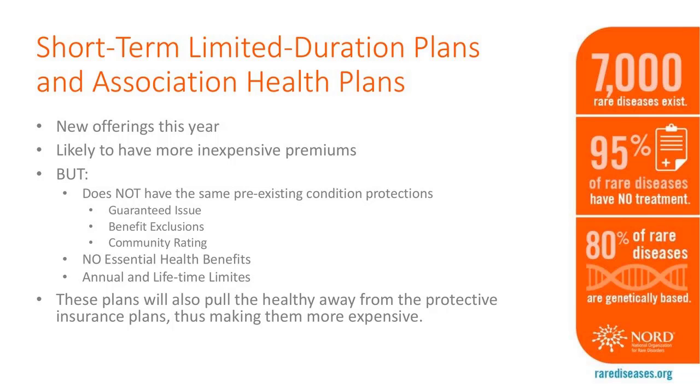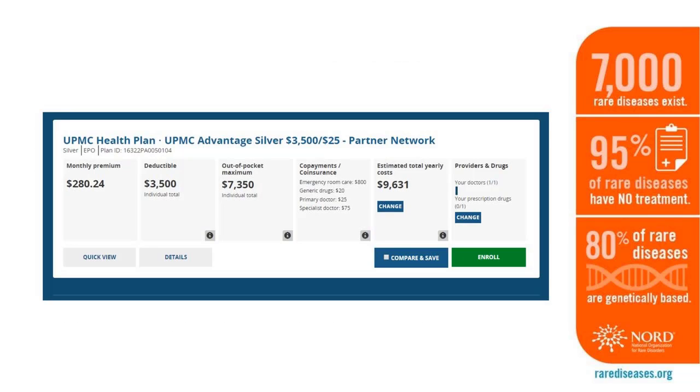So we wanted to show on this slide an example of a screen that you will see when shopping for insurance on healthcare.gov. So this is an example of a UPMC health plan in a silver plan that shows you the breakdown of monthly premiums, deductibles, out-of-pocket maximums, co-payments, and co-insurance, and estimated total yearly cost. I know a lot of that can be confusing.